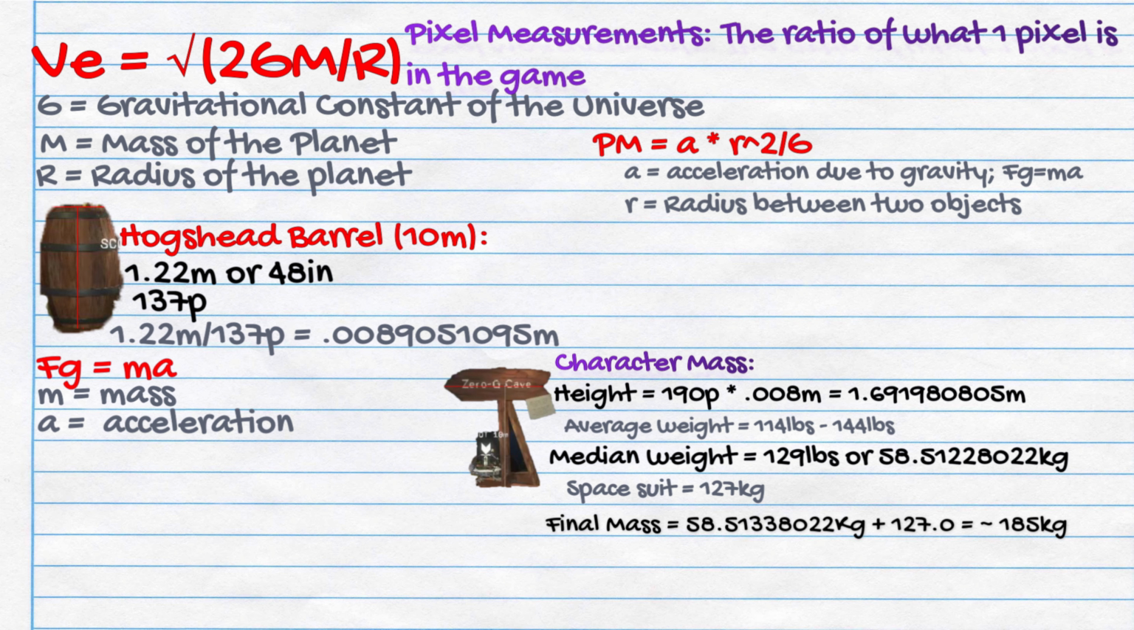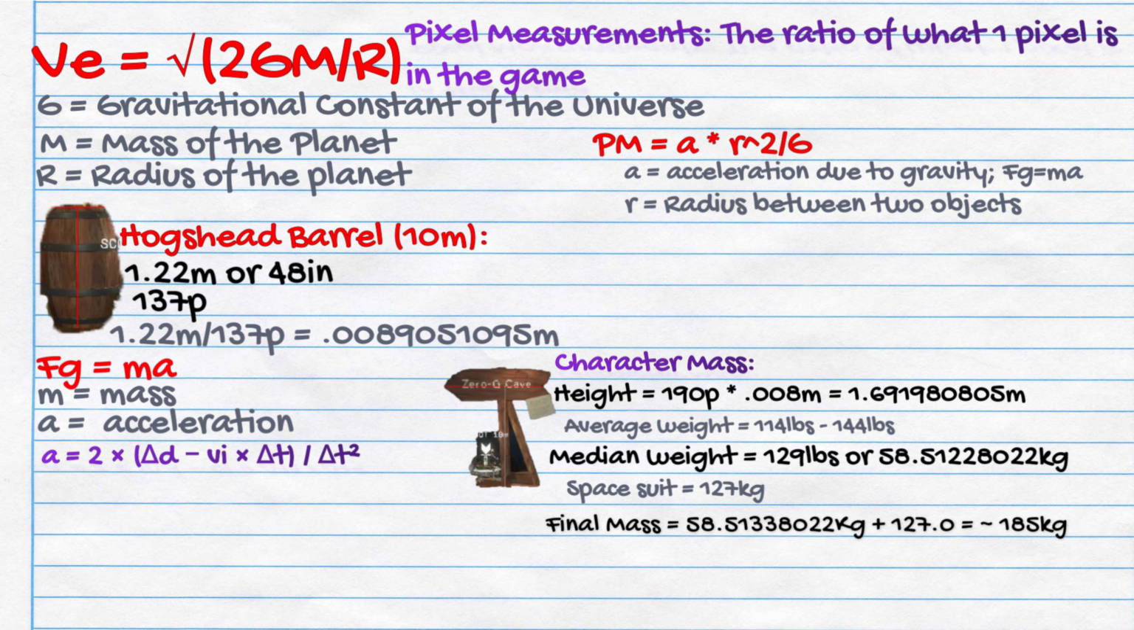And so we know our mass, and now we need to find our acceleration. To find acceleration, we just need to use one of the many equations of acceleration, and in this case, we're going to be using the distance traveled for acceleration. That equation is a equals 2 times delta d minus vi times delta t over delta t squared.